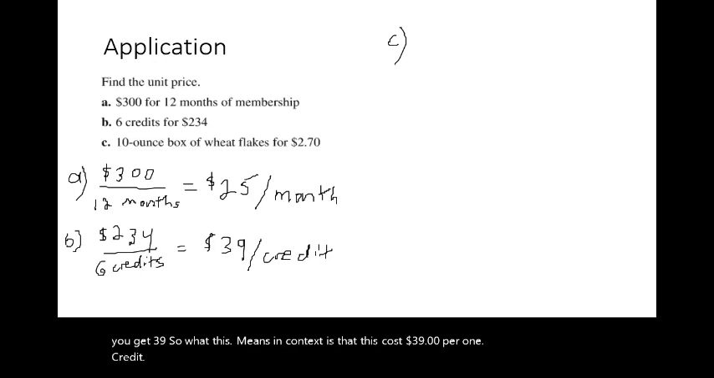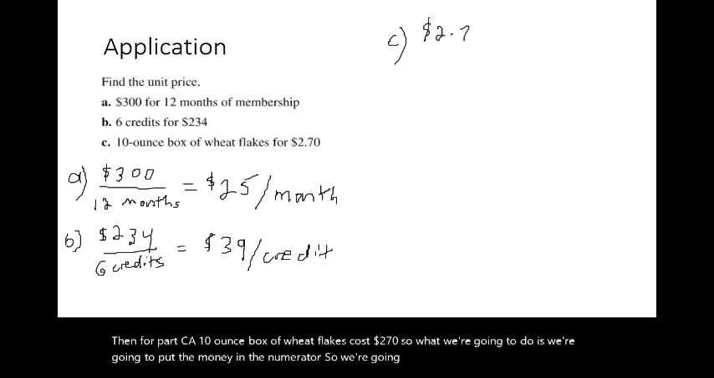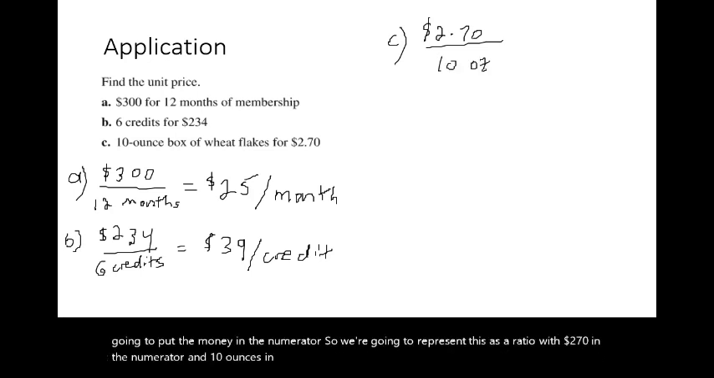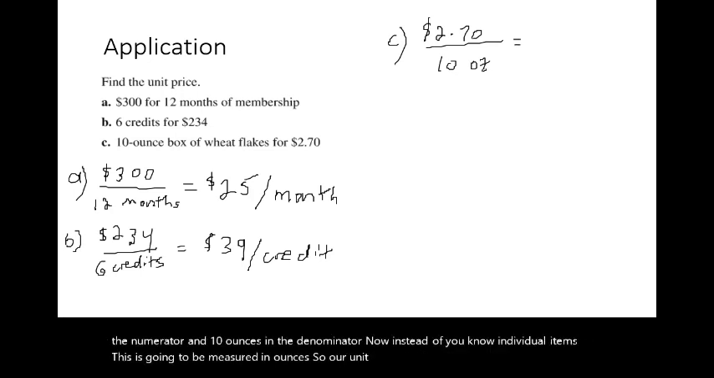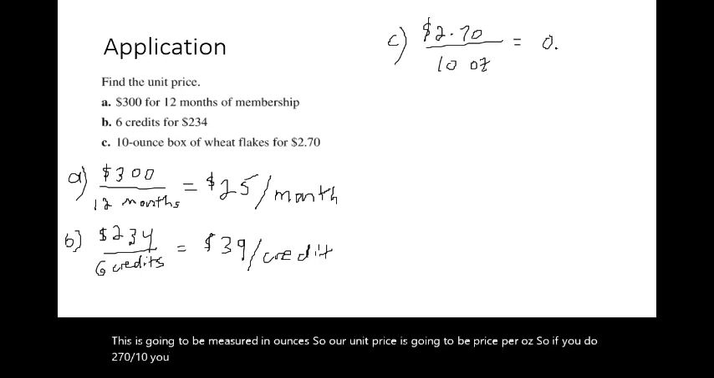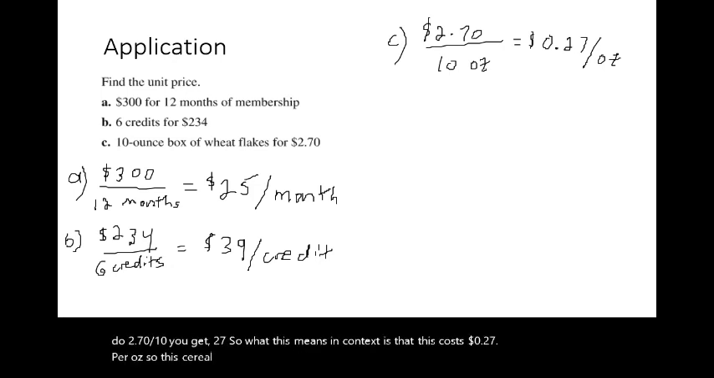Then for Part C, a 10-ounce box of wheat flakes costs $2.70. So what we're going to do is put the money in the numerator. We're going to represent this as a ratio with $2.70 in the numerator and 10 ounces in the denominator. Now, instead of individual items, this is going to be measured in ounces. So our unit price is going to be price per ounce. If you do 2.70 divided by 10, you get 0.27. What this means in context is that this costs 27 cents per ounce. So this cereal costs 27 cents per ounce.